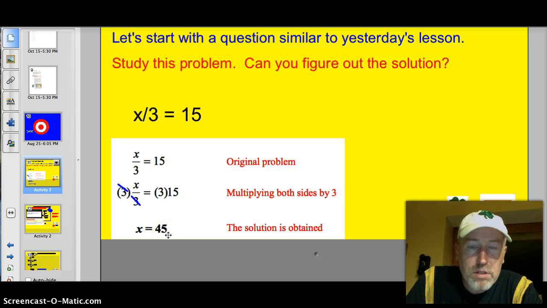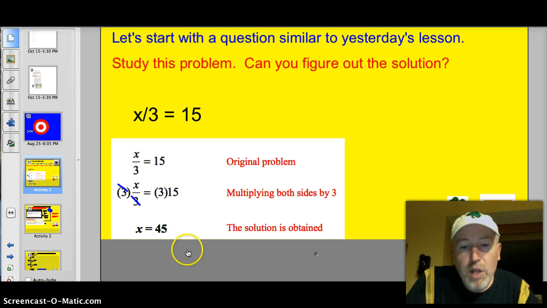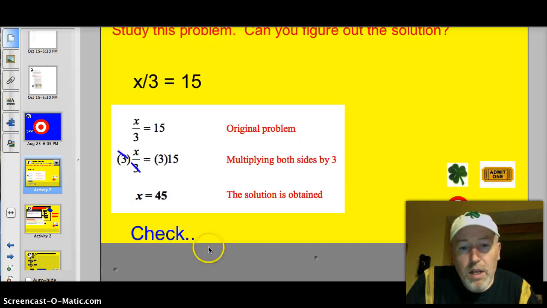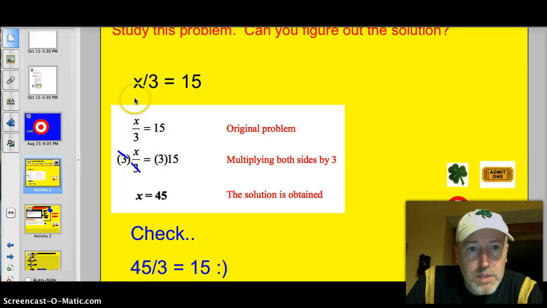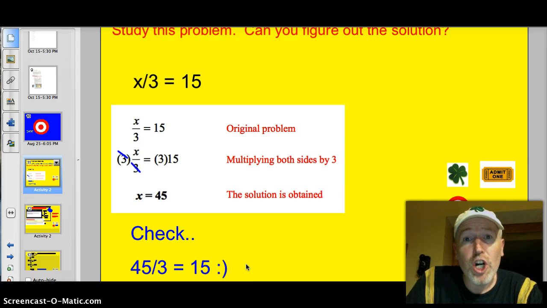Now, does it make sense? Well, let's plug it in and just see if it works. Always check your work. 45 becomes the x, so 45 divided by 3 certainly does equal 15. And look at this, I'm even like the young kids. I'm using signs like a texter. All right.